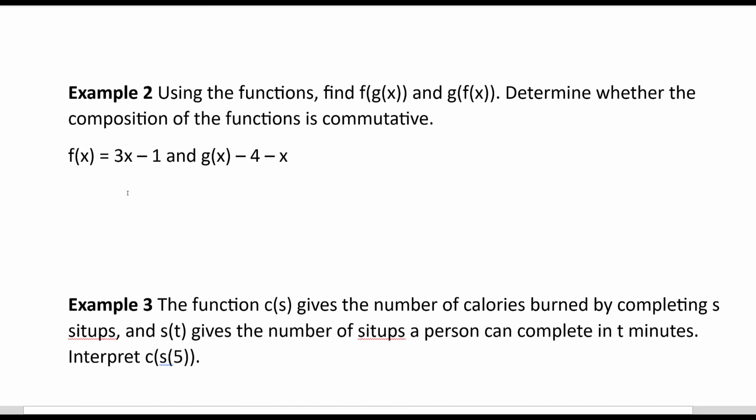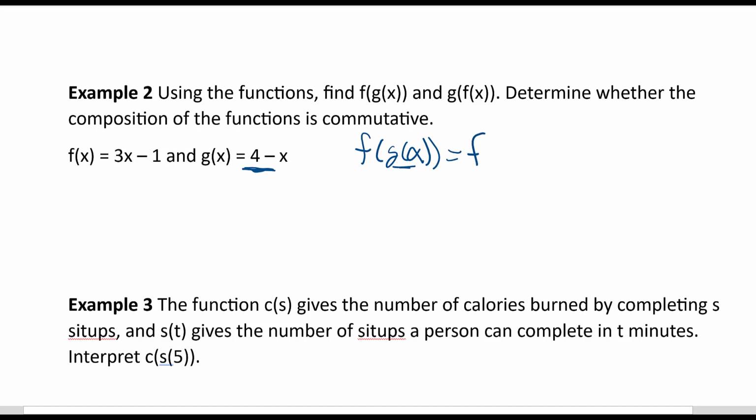So using the functions, find f of g of x and g of f of x, and determine whether the composition of the functions is commutative. So our f of g of x means that this should be, there should be an equal sign. Sorry about that. In fact, let me just fix that now. There we go. So this 4 minus x goes in place of the g of x. That's what the output is.